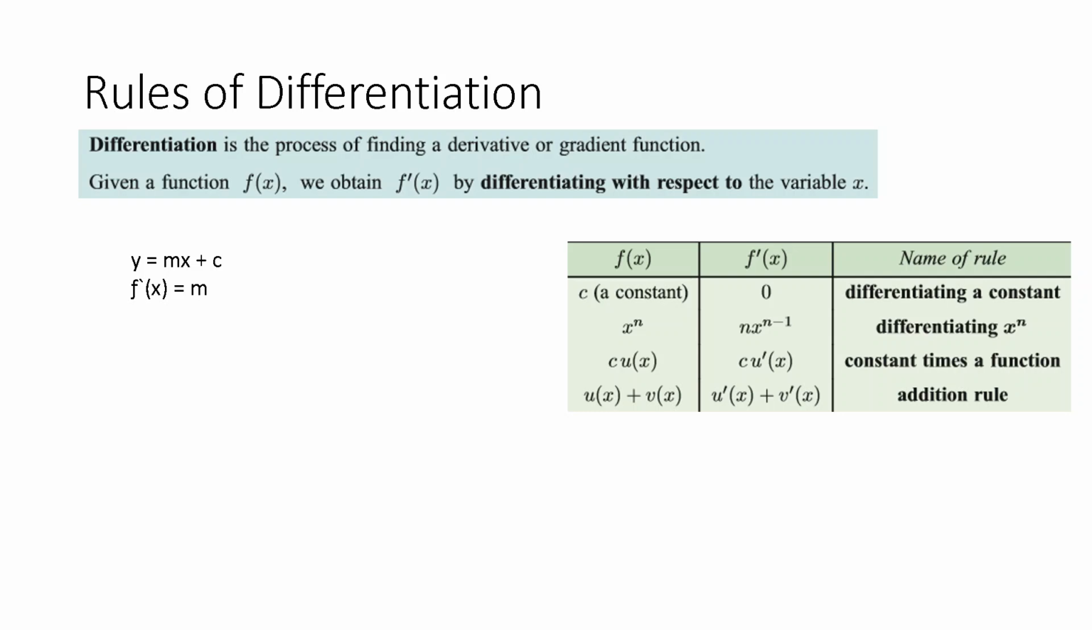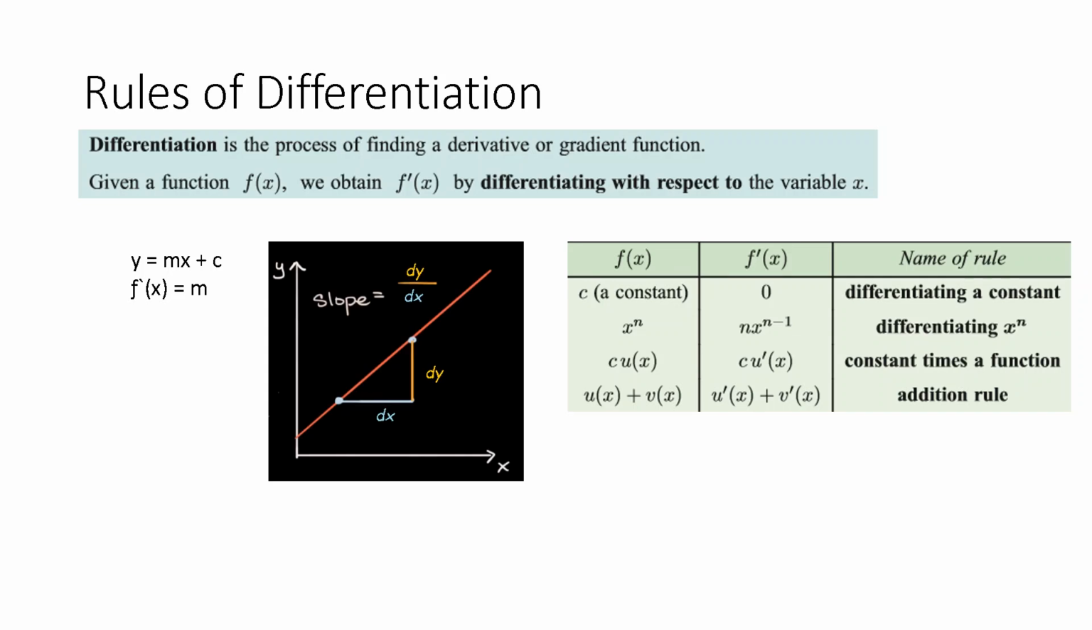Let's talk about some rules of differentiation. Differentiation is the process of finding a derivative or a gradient of a function. Given a function f of x, we can obtain f prime of x by differentiating with respect to the variable x. So if y equals mx plus c, f prime is going to equal m.